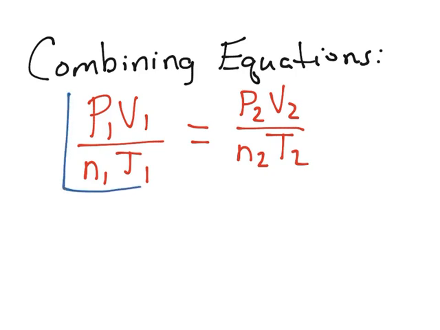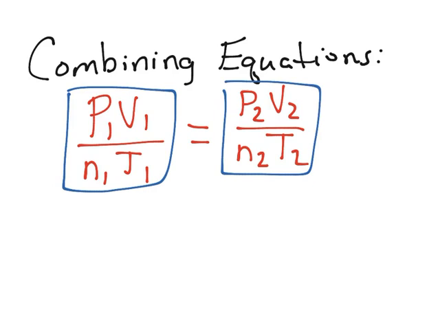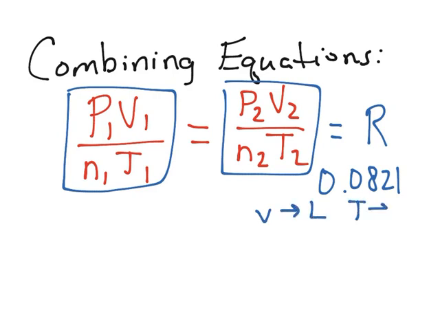Since this information on the left has to equal this information on the right, anytime you take a pressure times a volume, divide it by a number of moles, and divide it by a temperature, it has to equal a constant. That constant in this case is R, which is 0.0821 if and only if your volume is measured in liters, your temperature is measured in Kelvin, and your pressure is measured in atmospheres. And these are the most common ways to measure these.